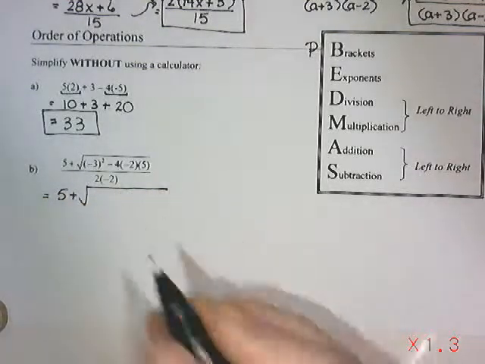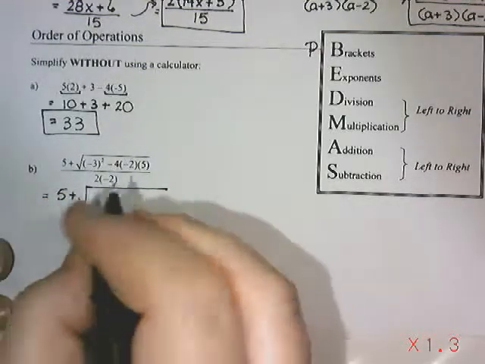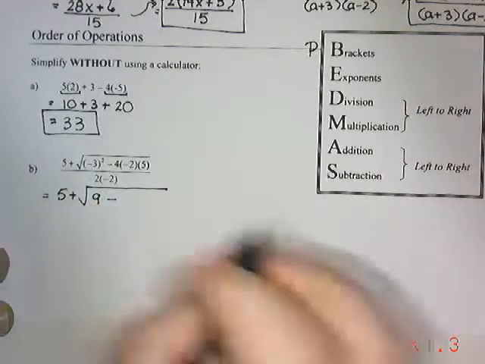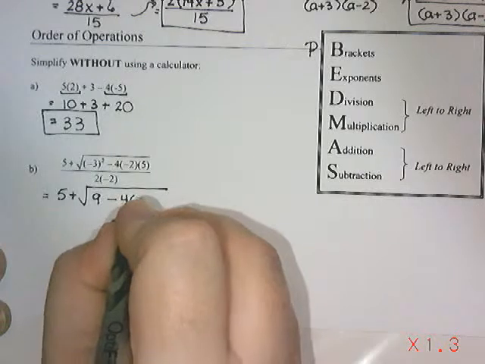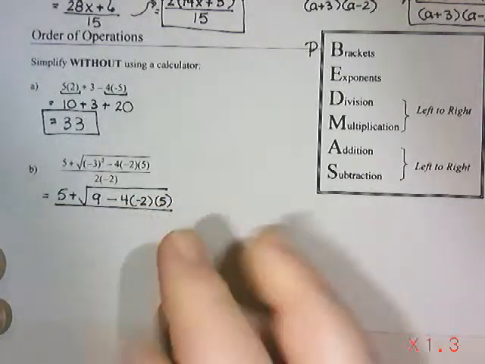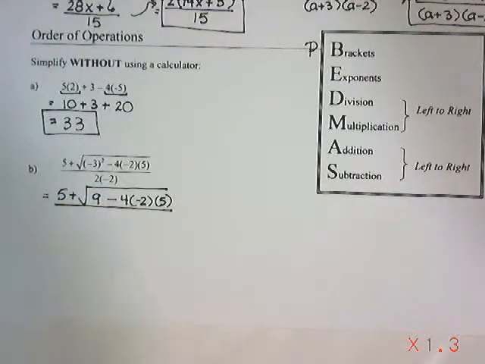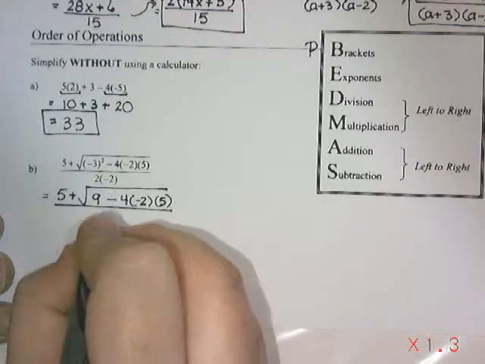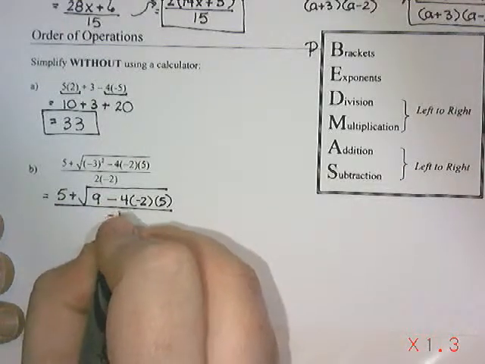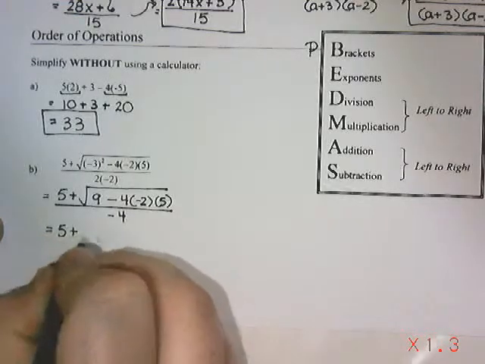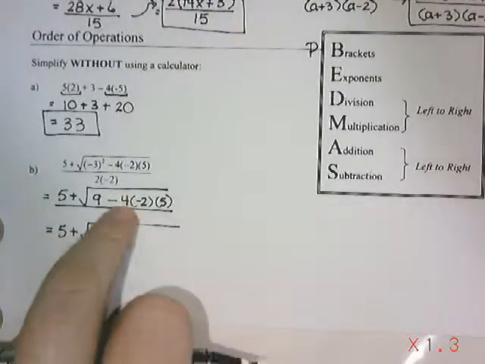So negative 3 squared. A negative times a negative is going to make a positive, and 3 times 3 is 9. And then I have 4 times negative 2 times 5. Now, in the denominator, all I have is multiplication, so I'm okay with multiplying that out. So 2 times negative 2, that's an uneven number of negatives, so that's going to be negative 4. Okay, I'm going to tackle my multiplication here.